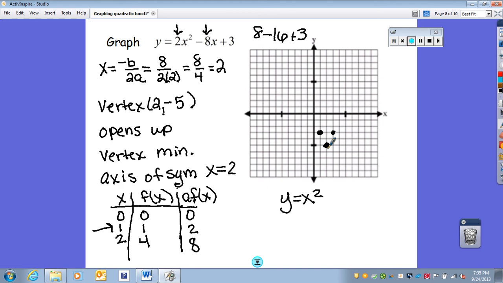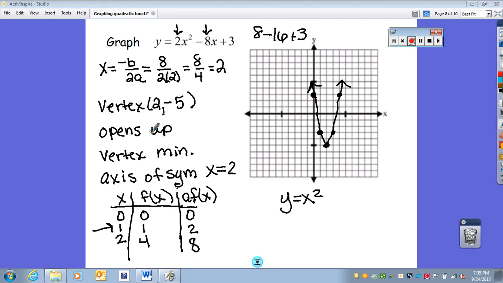Then again, from my vertex, which becomes my new origin, I'm going to go to the right 2 and up 8. And then I'm going to reflect that to the other side of my axis of symmetry. Then I will draw in my parabola.